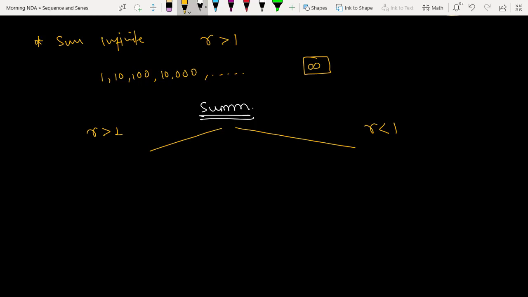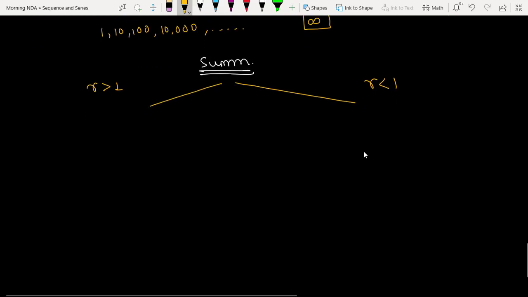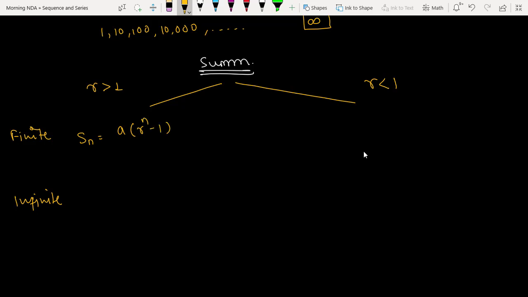Don't mug these up, just observe these things. Finite series and infinite series. So Sn is equal to a times r raised to power n minus 1 upon r minus 1, and here it will be just the opposite of this: a times 1 minus r raised to n upon 1 minus r.